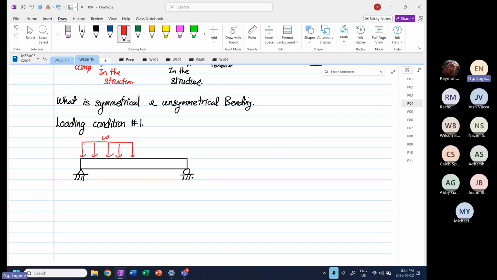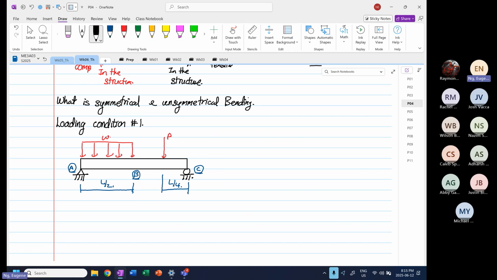So this is omega, and the load starts at point A. This is our point A, point B, and this is our point C, and we have a distance from here to here, L over 2. Then we are going to have a point load over here, P, and the distance from here to here is L over 4. So this is loading condition number one.